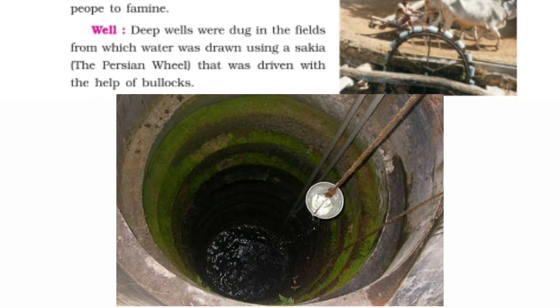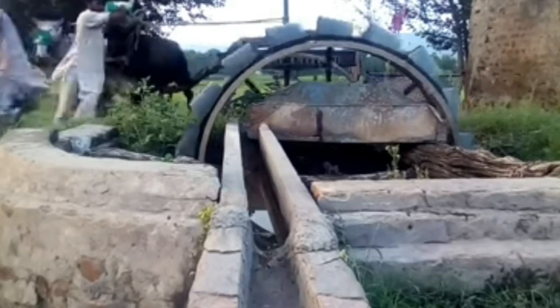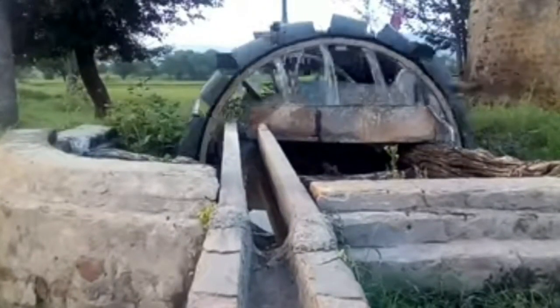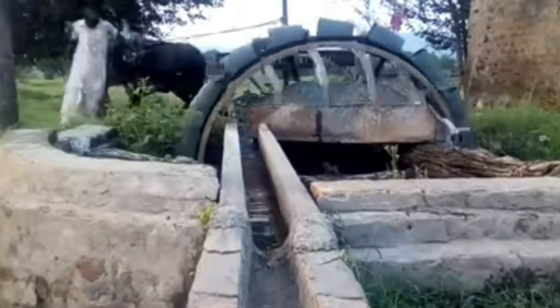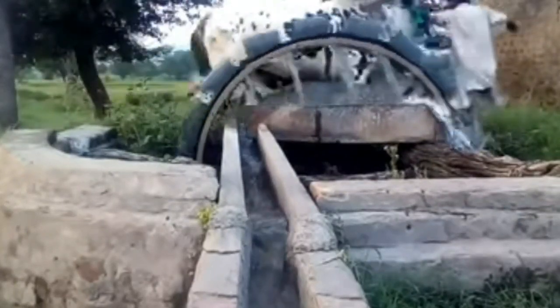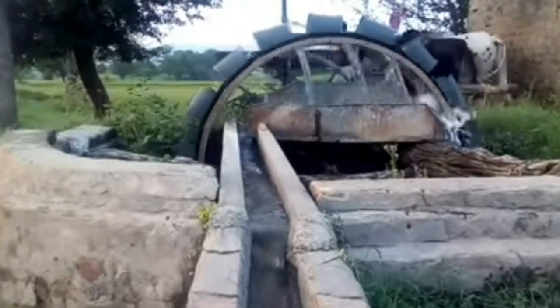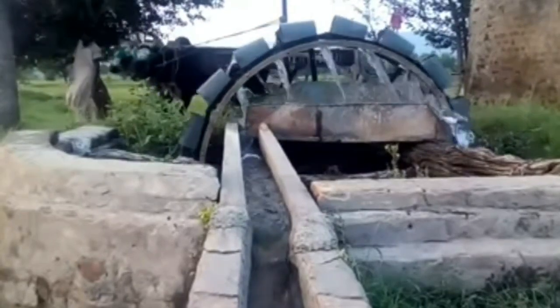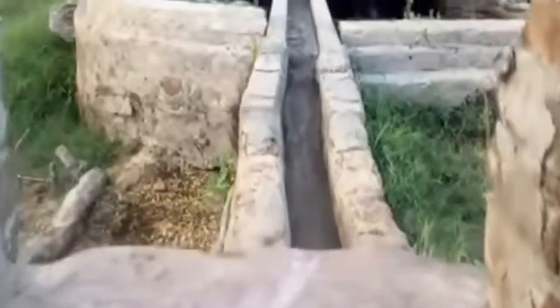Next source of irrigation is well. Deep wells were dug in the fields from which water was drawn using a sakya, the Persian wheel that was driven with the help of bullocks. Means bullocks were used to drive the wheel and water was drawn by sakya. Then this water was used for the irrigation.